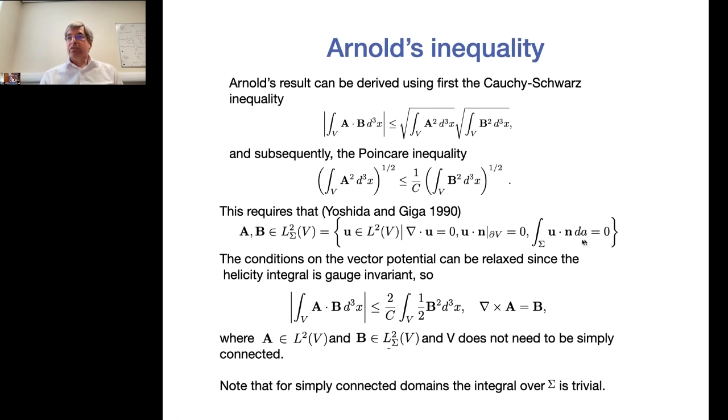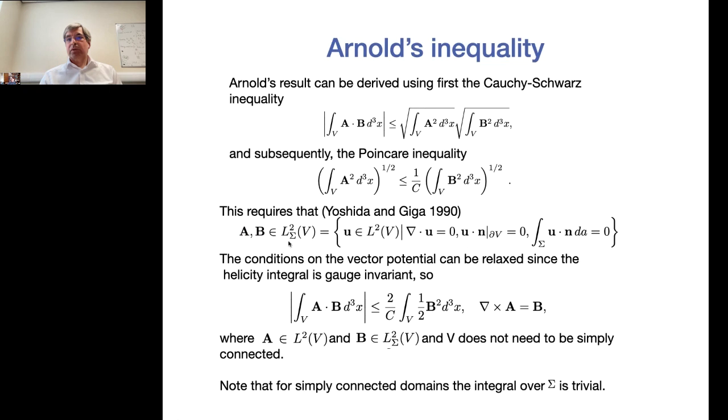This condition is not a big restriction if you have a simply connected domain, as every cross-section across a simply connected domain would satisfy this. But it is a restriction if you have something like a solid torus.